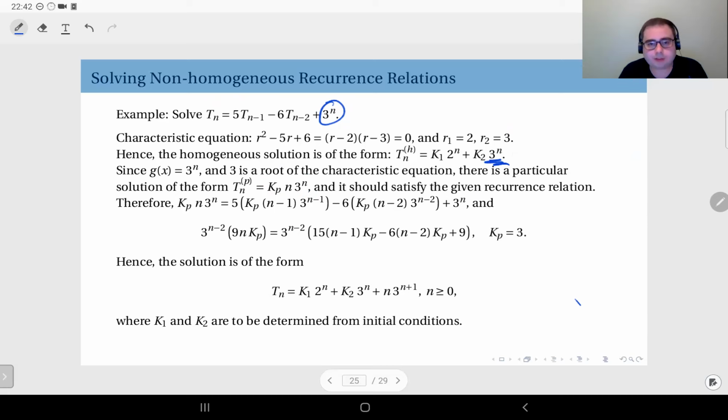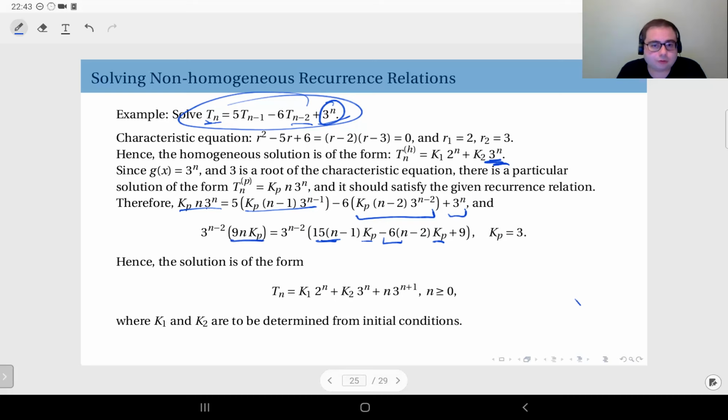Plug in the particular solution to your recurrence relation, right? Kp times n times 3 to n, Tn, equals 5 times Tn minus 1 minus 6 times Tn minus 2 plus 3 to n. Arrange the terms, and you will see that the terms with n are going to disappear. You have 15n times Kp minus 6n times Kp. That makes 9 times n times Kp, which also appears here. So they are going to cancel out, okay? Because this is satisfied for all n values, because this is a solution.